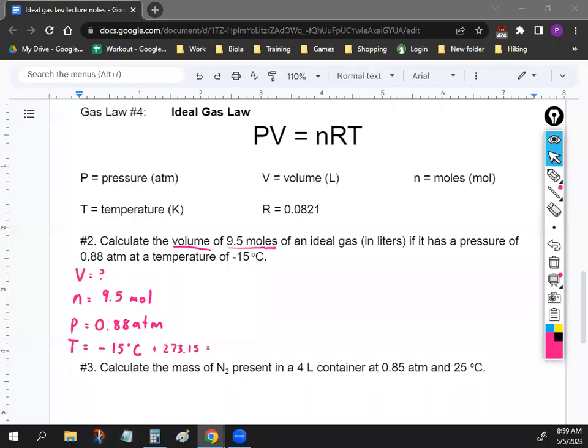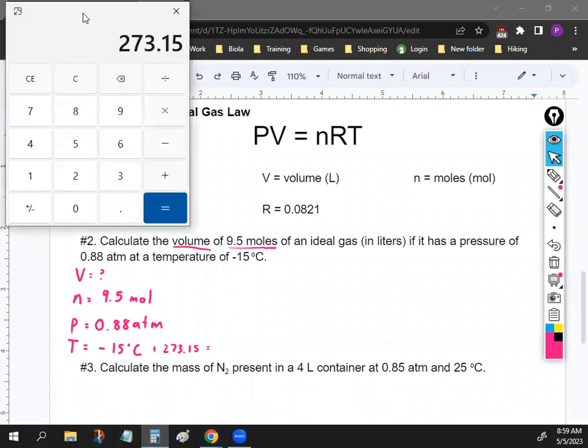Okay, so first thing we got to do is turn the temperature into Kelvin. So we got 273.15 and then subtract 15 because it's negative 15. So your temperature in Kelvin is going to be 258.15. All right, after that, we just plug it into this equation. So our pressure is 0.88. So P is going to be 0.88. We are looking for volume, so we can just put in V. That's going to equal our moles, which is 9.5.